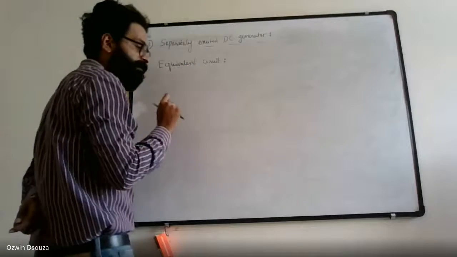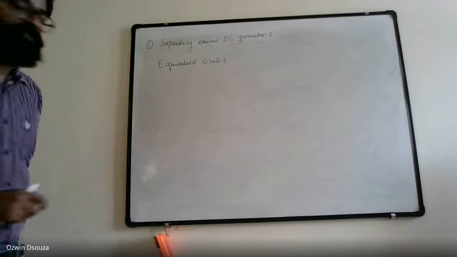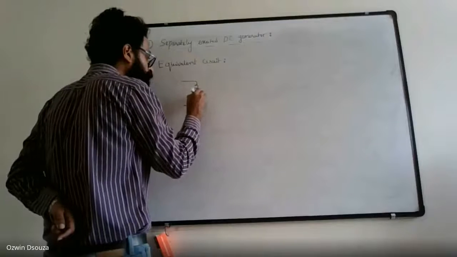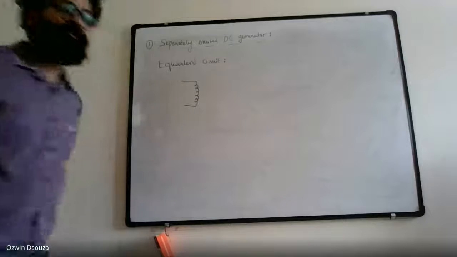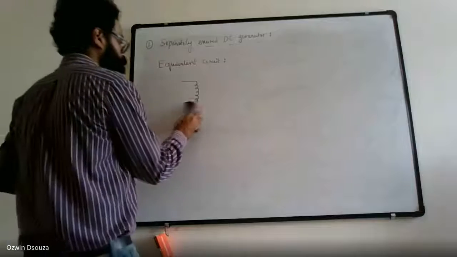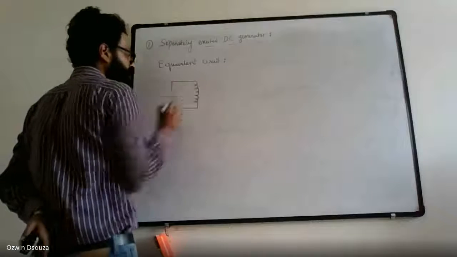As I said in the beginning, in the case of a separately excited DC generator, the field system is connected to an external DC power supply. So the field system can be represented with the help of a winding. This is your winding. Okay, so this is your field system.